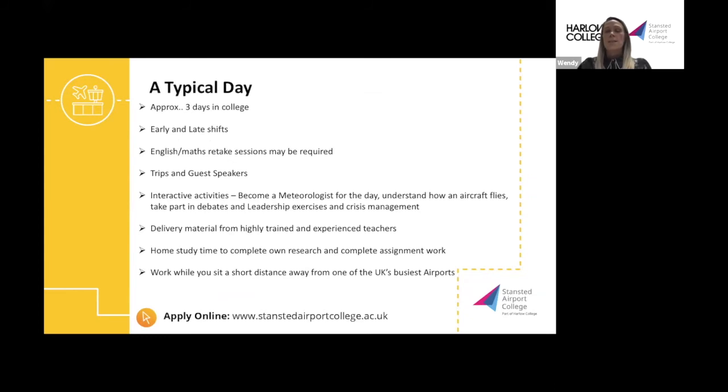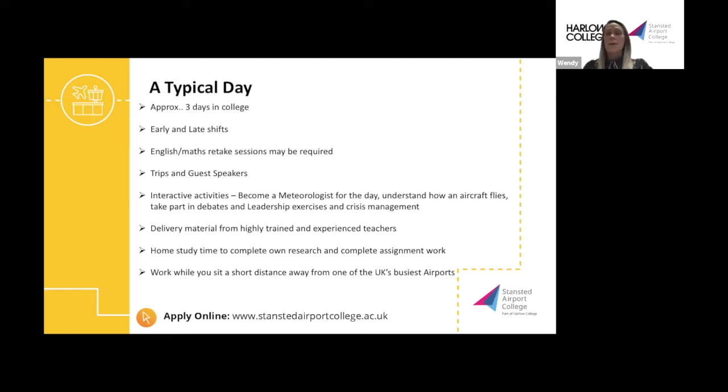So here's an insight into a typical day at Stansted Airport College. Learners will attend college approximately 3 days a week. We operate a shift pattern with early and late shifts, and although there's only a slight deviation in the start and finish times, it does encourage learners to set alarms at different times and plan different transport routes, which prepares them for when they go to work in a 24/7 operation, which is very commonly found within the aviation environment.